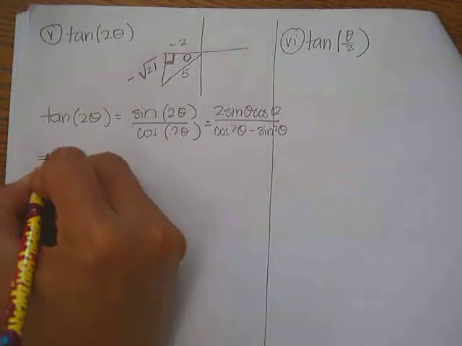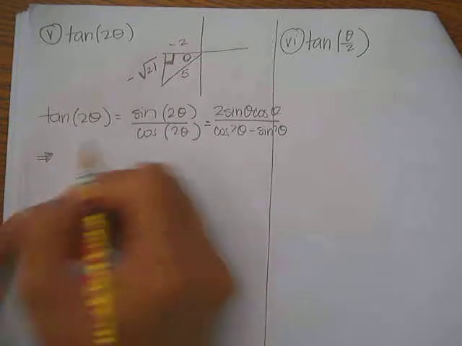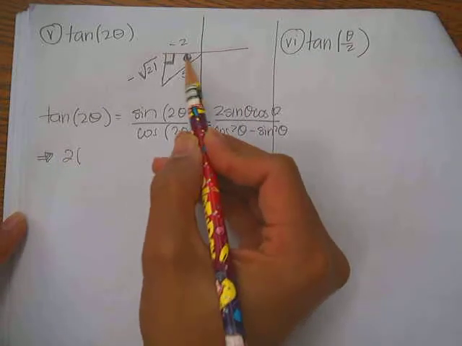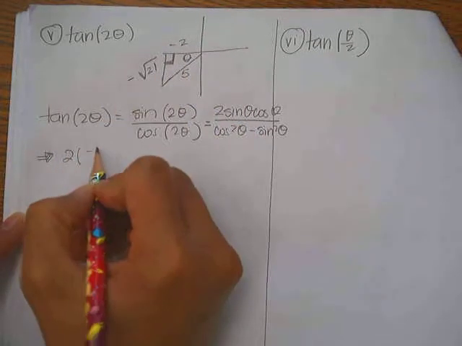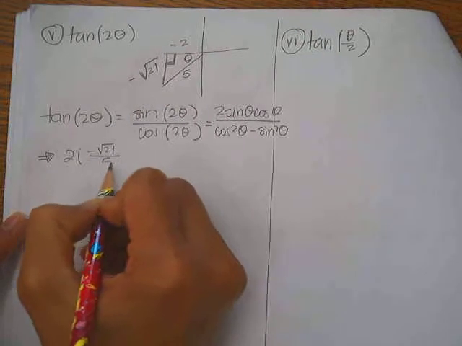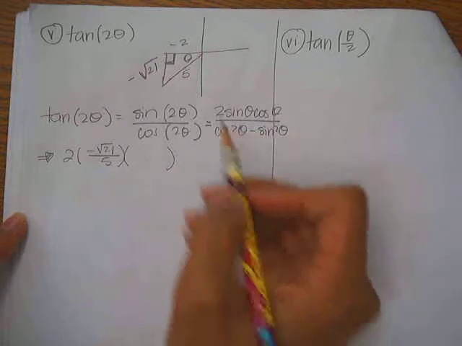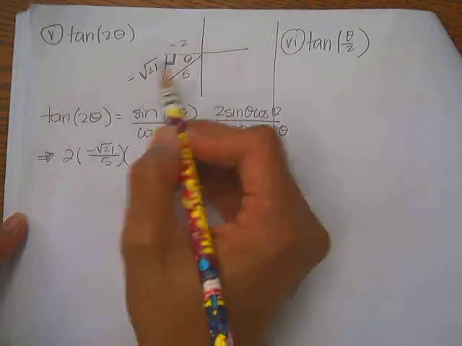Right, so let's plug in some basic stuff. Here we go. 2 times sine of theta. Sine of theta is opposite over hypotenuse, so negative radical 21 all over 5. Please check my basic math. Times cosine of theta, which is negative 2 all over the square root of 20.